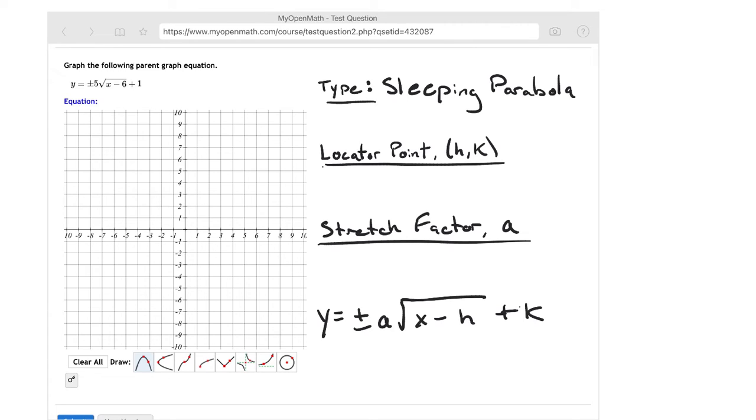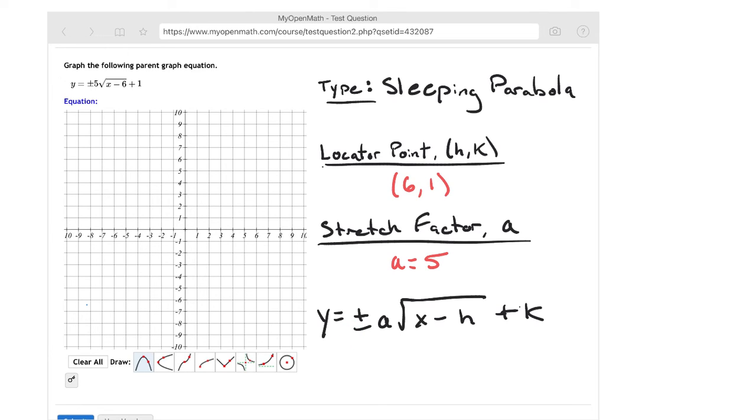Like any other problem, you want to find your locator point first. That locator point here would be 6, positive 1. And you have to find your stretch factor, which is the number out in front of the square root, and that a value would be 5. Not a positive and a negative 5, just the 5, because the general equation already has a positive and negative.